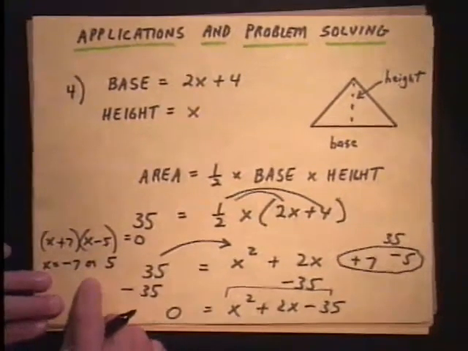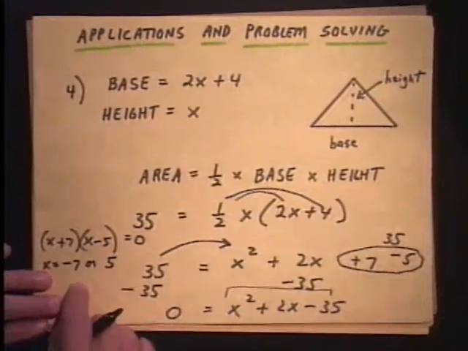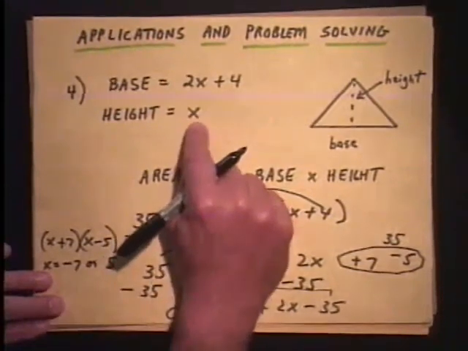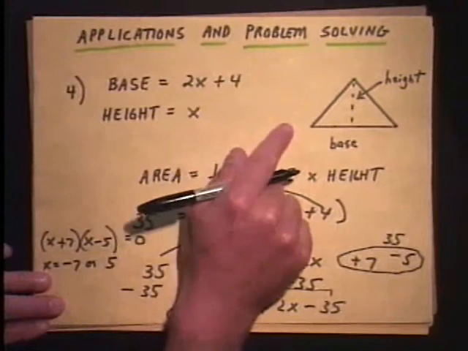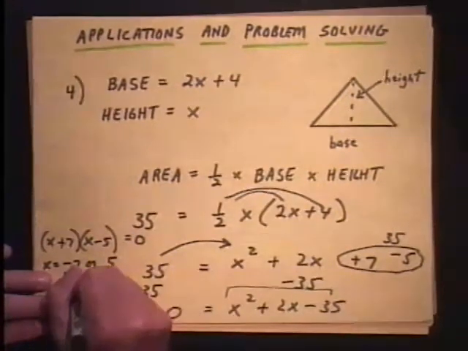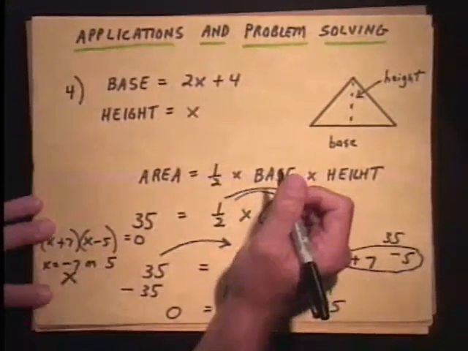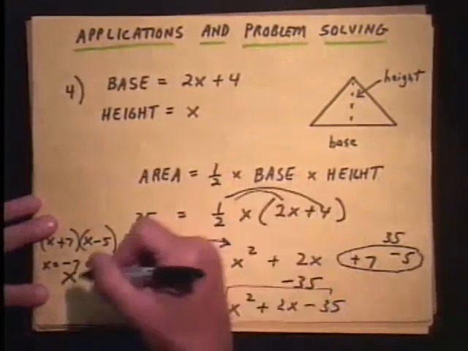But let's remember, this is a real-world problem. Can we put a negative 7 in for the height and plug it back in? Survey said no, because we don't want that answer. That is called an extraneous solution. It makes no sense when we plug it in.